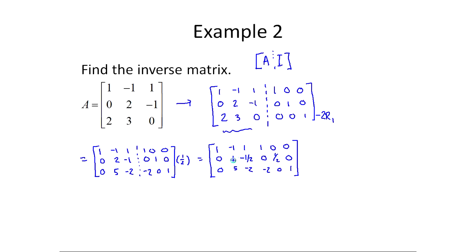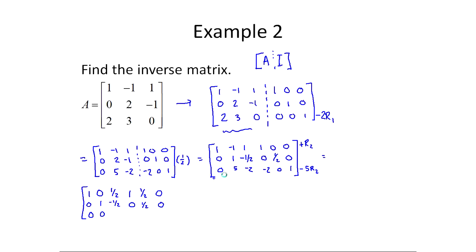Now that I have that 1, I want to get rid of the minus 1 above it and the 5 below it. So to do that, what I can do is add row 2 here and subtract 5 times row 2 here. Okay, so if I do this, then I end up with 1, 0. 1 minus 1/2 is 1/2. 1, 1/2, and 0. Okay, and the middle row doesn't change. 0, 1, minus 1/2, 0, 1/2, and 0.